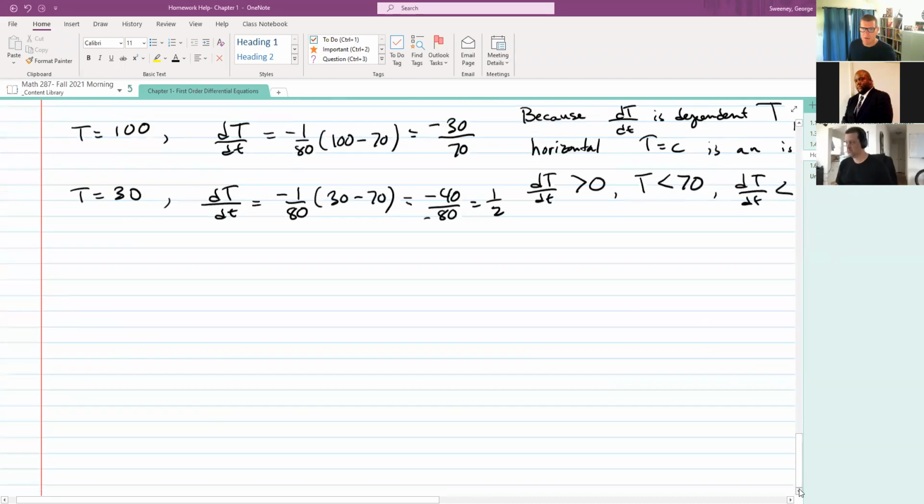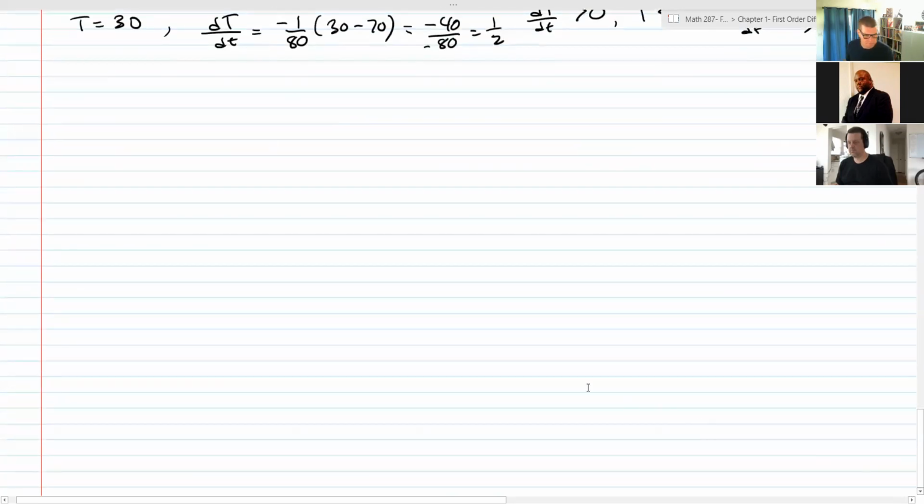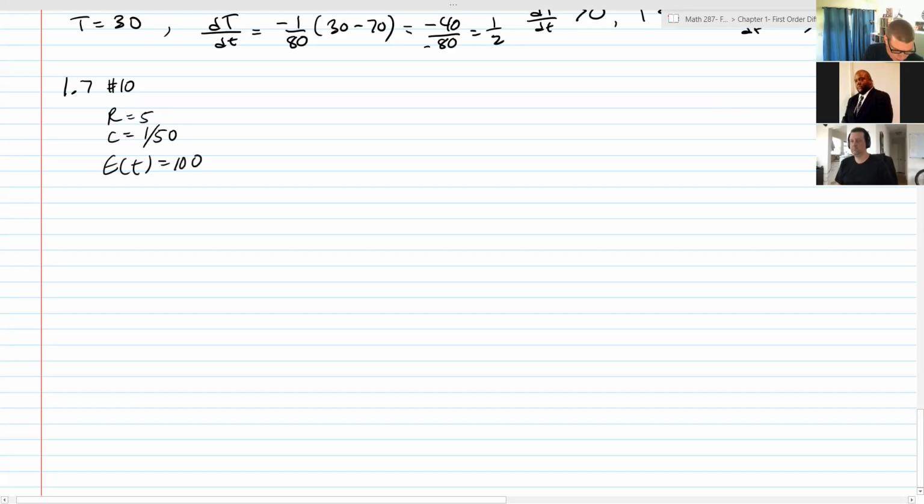All right, so we'll start out with Angel. We're working on 1.7, number 10. We've got an RC circuit, with R equals 5, C equals 1/50th, E of t equals 100 V. The capacitor is uncharged initially, so that means Q of 0 equals 0.